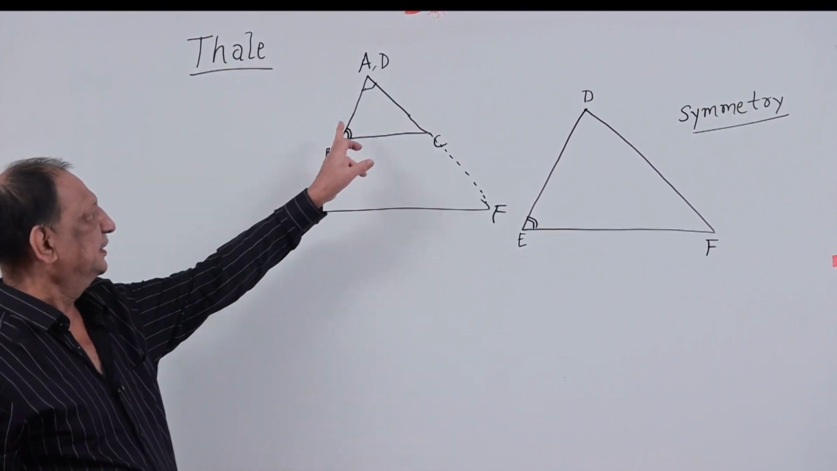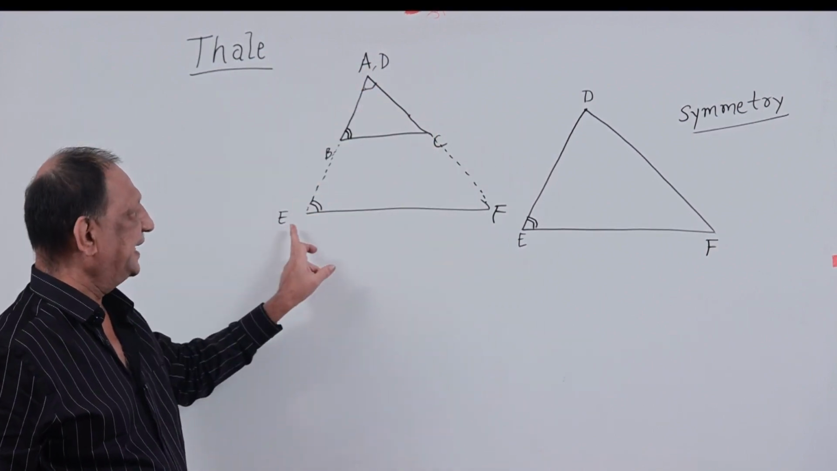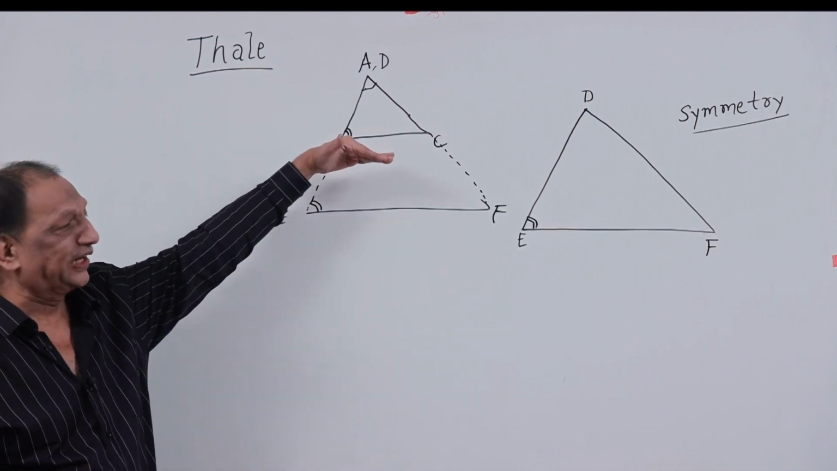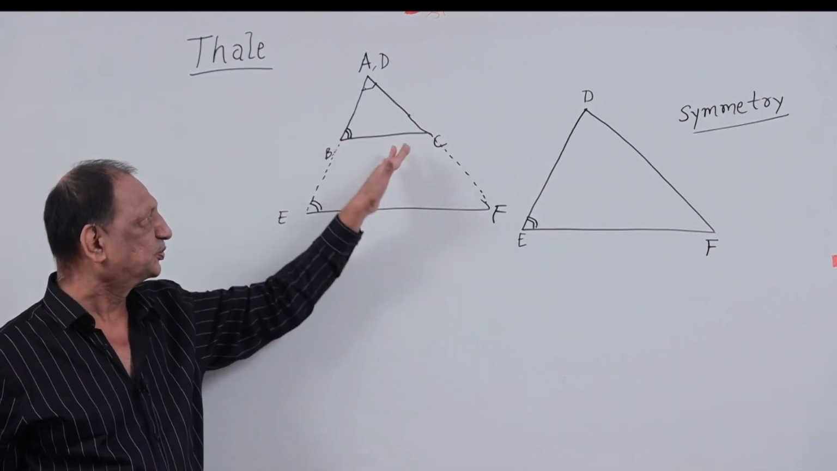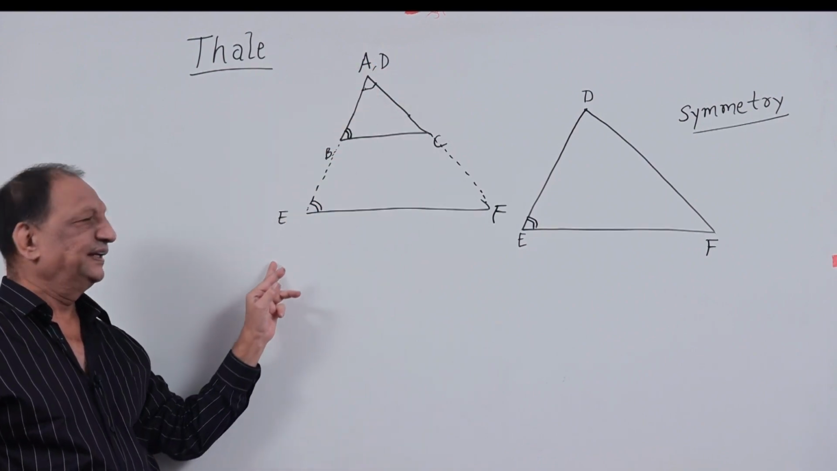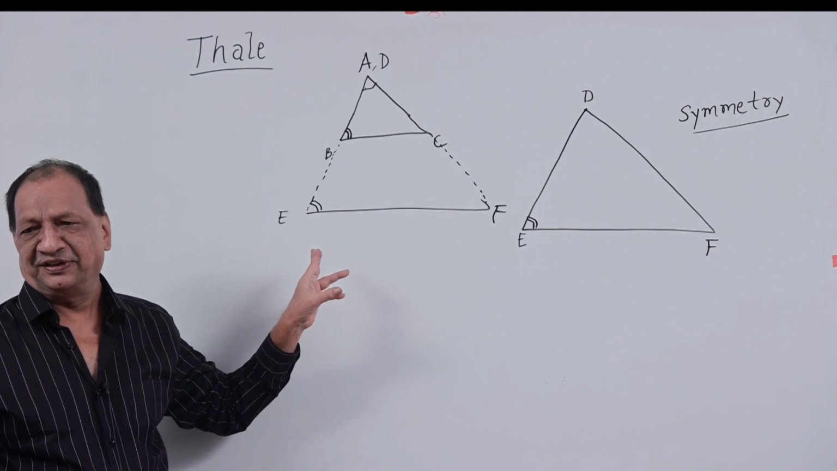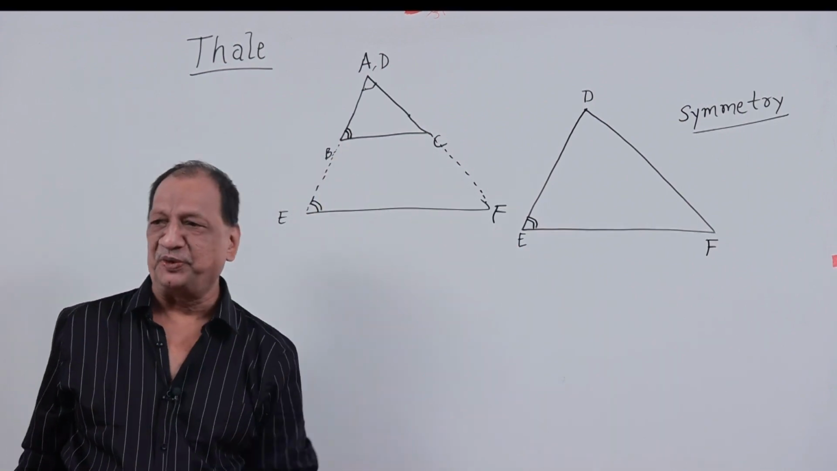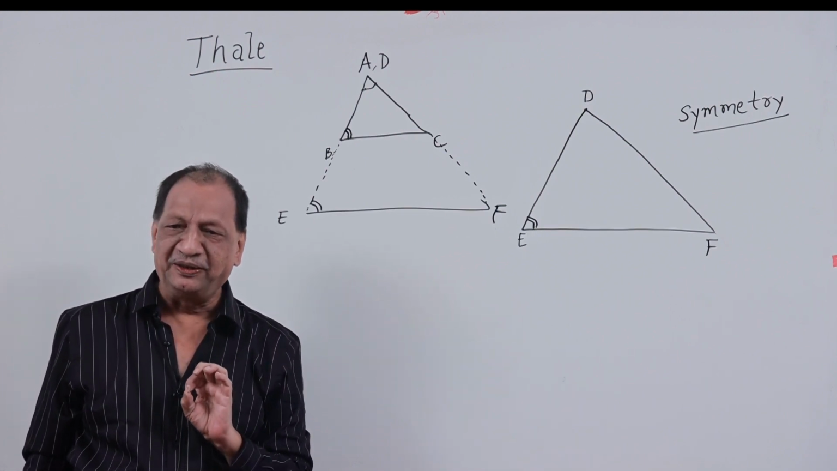And now you can see this angle ABC and angle AEF are equal. They are corresponding angles for these two lines. Just imagine BC and EF as two lines, and the line AE intersects those two lines. These two become corresponding angles which are equal. Therefore, BC and EF must be parallel. That is the first conclusion we draw: BC and EF are parallel.